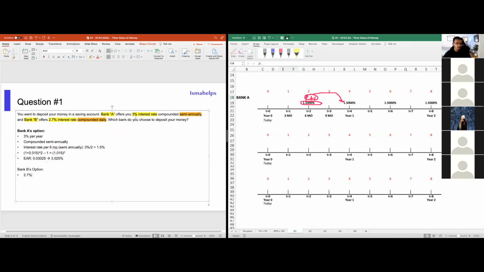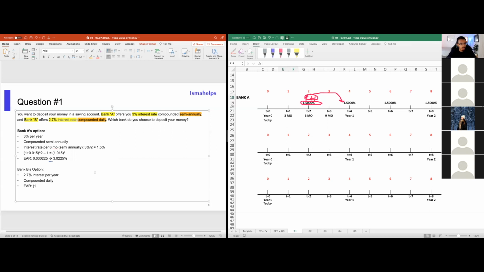So here we're getting 2.7% interest per year, but we know that this is compounded daily. Thank you for the correction. So that's compounded daily. Essentially, we're telling you that every single day, a portion of 2.7% will be compounded. Somebody tell me, what would be our effective annual rate if we were to consider that?